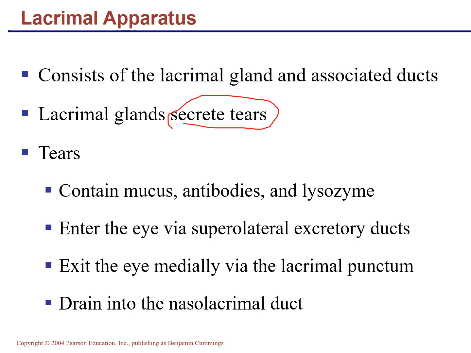The lacrimal apparatus is how we secrete tears. Our tears are very important. First off, they contain antibodies and lysozyme as protective mechanisms against stuff coming into our eye. The tears enter the eye superiorly and exit the eye medially.